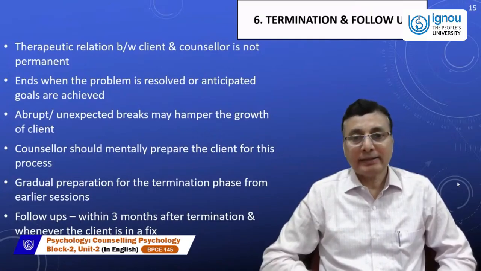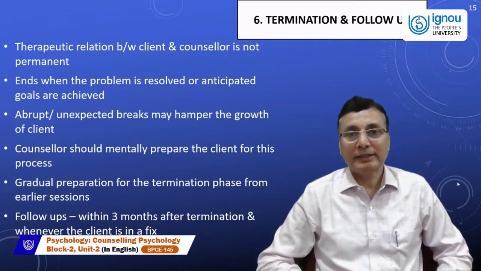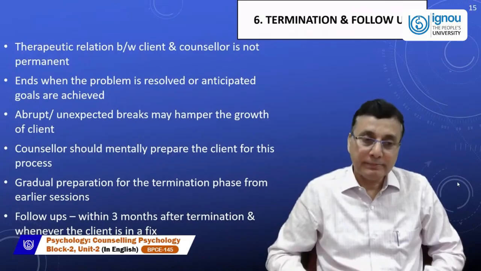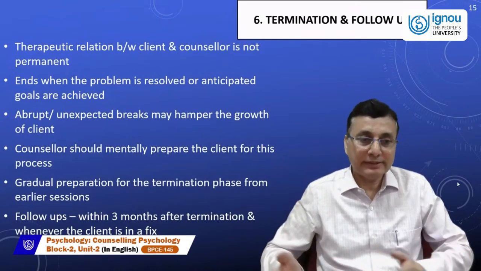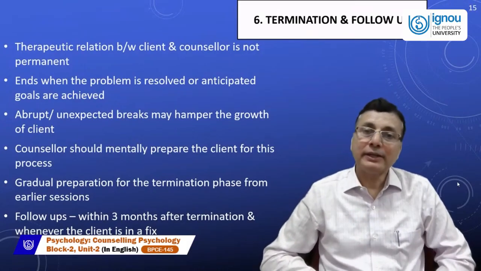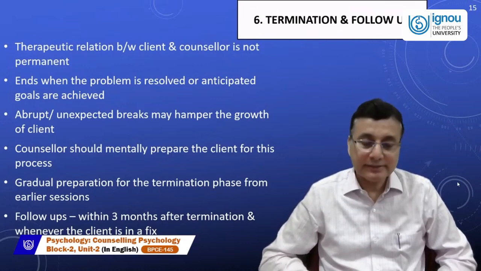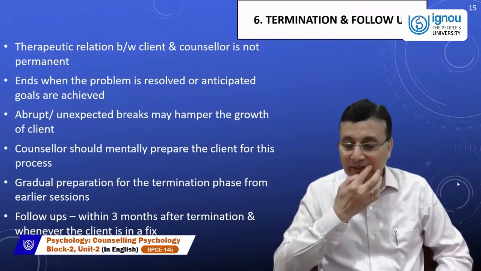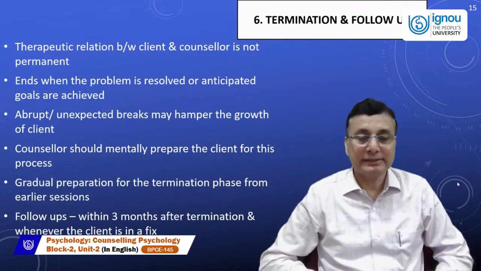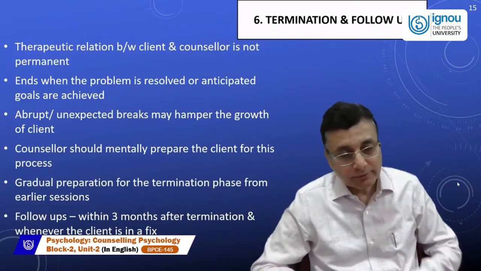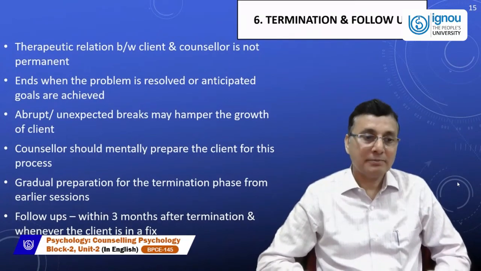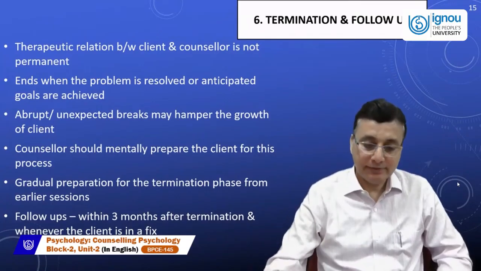The counselor should mentally prepare the client for this process. When you know that you have to terminate within 2, 3 sessions, you prepare the client that in the coming 2, 3 weeks we are going to wind up because we have achieved the goal. Then you have to arrange the follow-ups. After termination of the session, if weekly sessions were there, you can ask the client to come after a month. Monthly 2, 3 sessions can be arranged. If you are doing monthly sessions, you can ask after 3 months. But within 3 months after the termination, a session must be fixed.